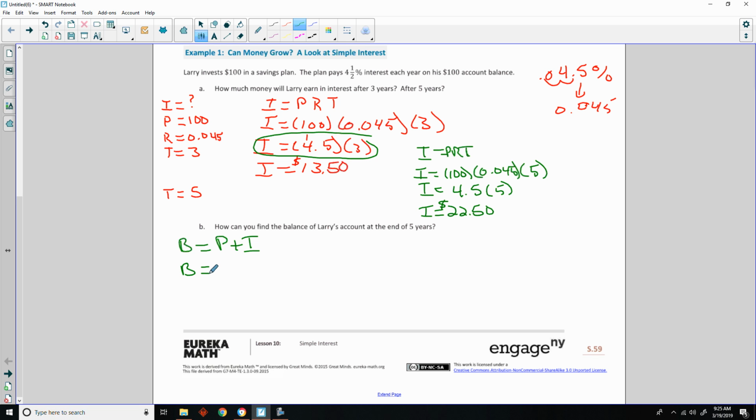So how much did he make after 5 years? The principal plus the interest. So the balance would be $122.50. Okay. There is another way we can do that, and I'll show you if they ask again.